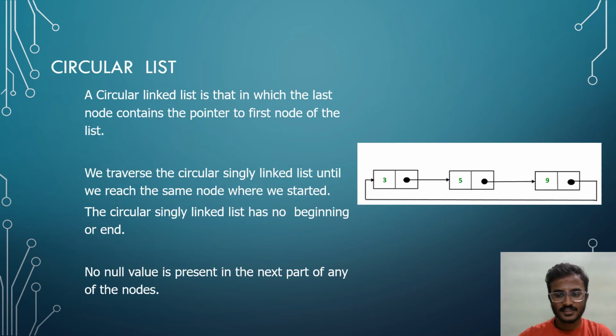Here we will discuss the circular list briefly. A circular linked list is one in which the last node contains the pointer to the first node of the list. As we can see here, the last node contains the address of the first node. We traverse the circular singly linked list until we reach the same node where we started. The circular singly list has no beginning or end. No null value is present in the next part of any of the nodes.